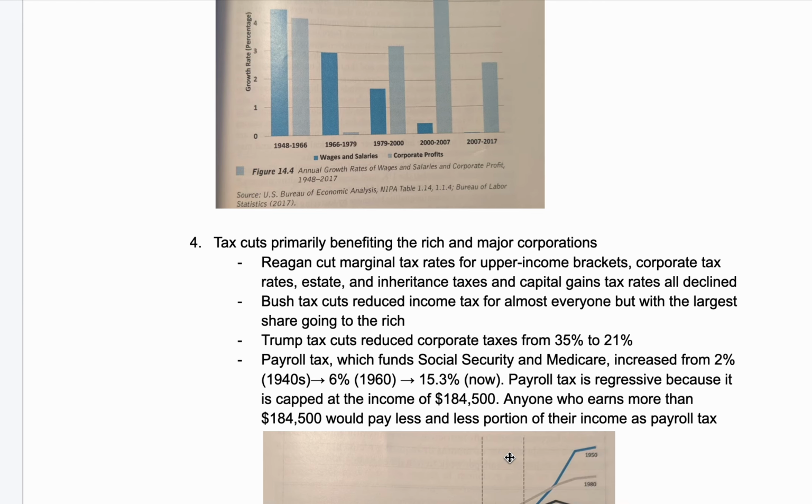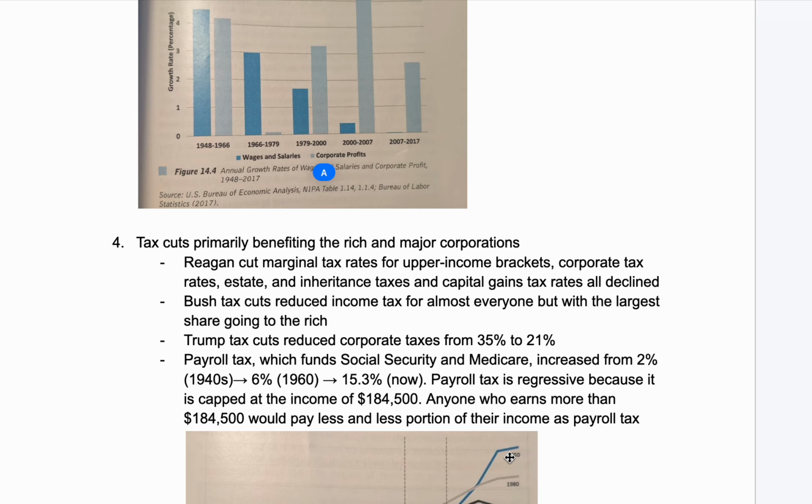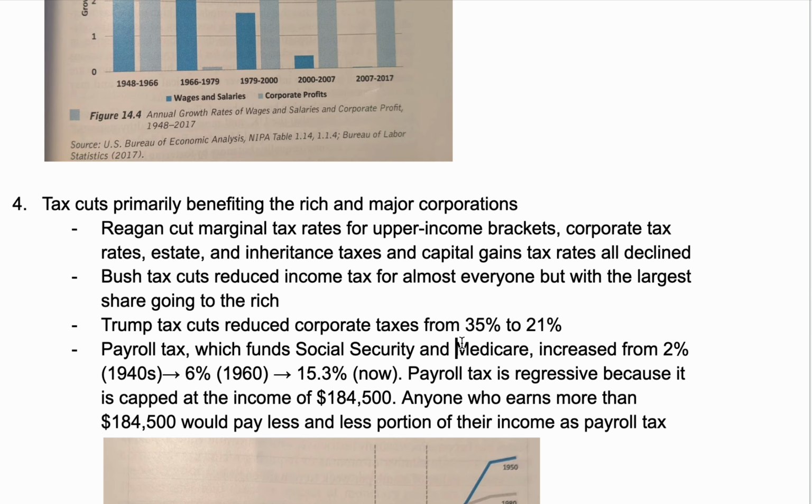And the final explanation is tax cuts that have been conducted in the U.S. history in the past, like 50 years, I would say. We have a very famous president, Ronald Reagan. He actually did a very significant tax cut, and he cut marginal tax rates for upper income brackets. So he basically reduced the income tax for those who are earning a lot of money. And corporate tax rates, estate and inheritance taxes, and capital gains tax rates, they all declined during his administration.